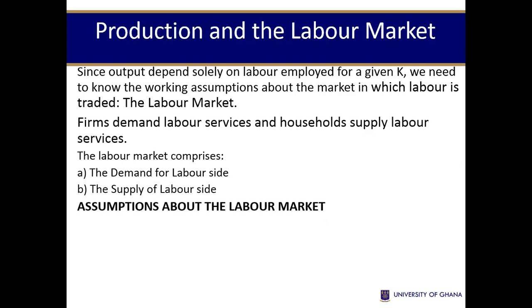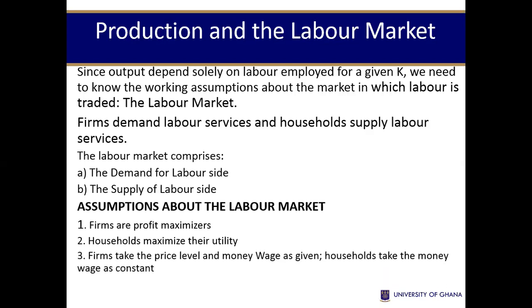So let's look at some simple assumptions. The first one is that firms are profit maximizers. They always try to maximize profit. And as households, we try to maximize our utility. And here too, the firms take the price level and the wage, that's the nominal or the money wage, as given. But for households, they take the money wage as constant. When we get there, we'll understand what the assumptions are all about. So these are some of the basic assumptions that we have.